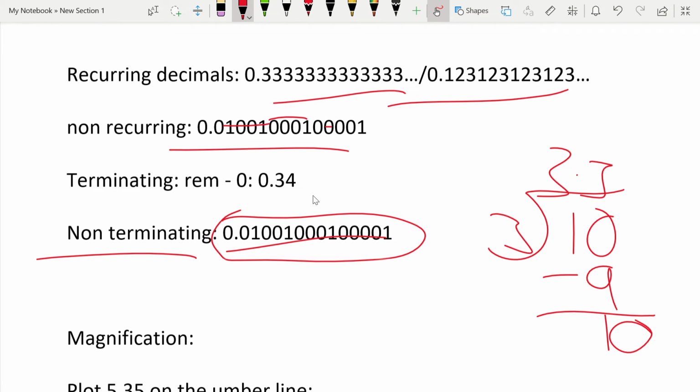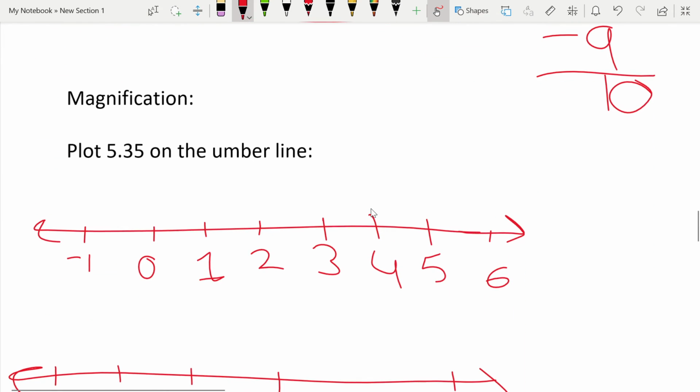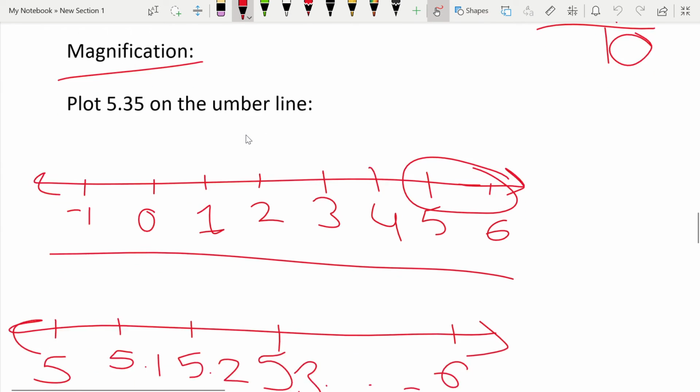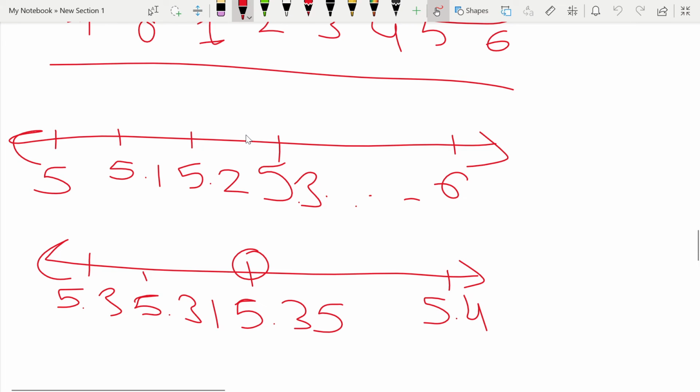Now let's look at how to plot these numbers on a number line. The best way to do it is magnification. Now plot 5.35 on the number line. We draw a number line and let's magnify from here, because 5.35 is going to be somewhere around 5 to 6, right? So let's magnify that. Now we've got 5 here, 6 here. And then we put 5.1, 5.2, 5.3. Now we've got our 5.3, which is somewhere around there.